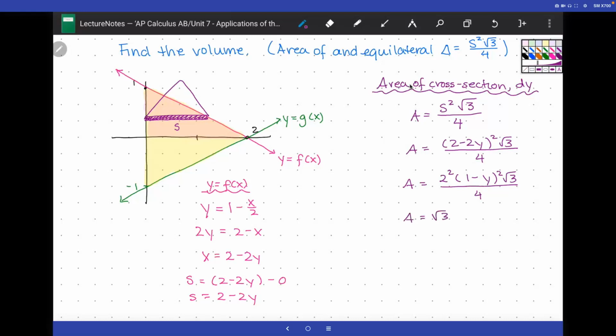The 2 squared on top cancels out with the 4 on the bottom, so it's just root 3 times (1 minus y squared). It just looks nicer. So that's what I mean. I like to play around with the formula for area, because a lot of times you can make it look a little easier to work with. Sometimes it actually is easier to work with. This one just looks easier, it's not really easier. So now we're ready to find the volume. Any questions so far?